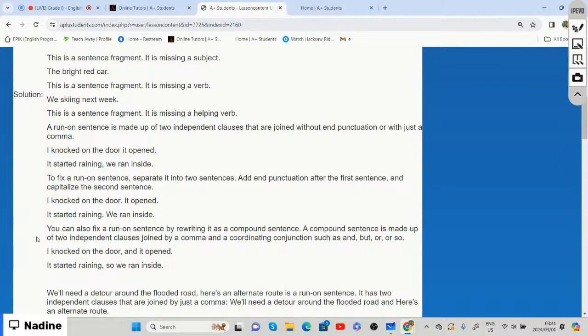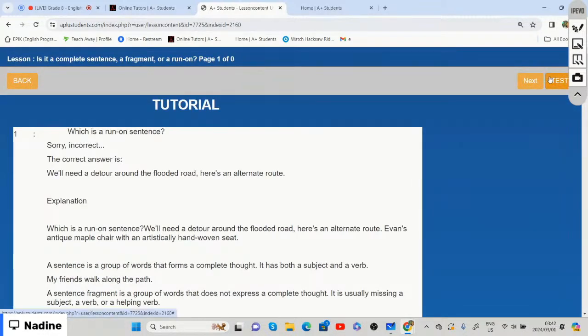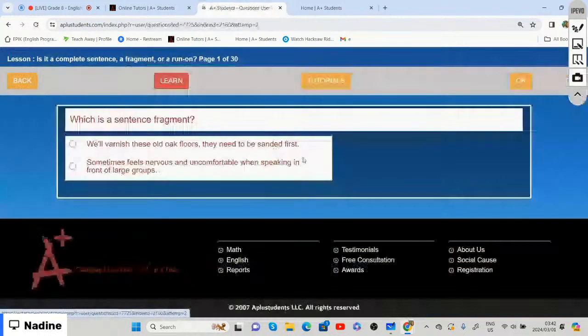All right, so now let's go to our test, because we already went over sentences, fragments, as well as run-ons. We need to say which one is a sentence fragment. A fragment doesn't express a complete thought. It's either missing a verb or a subject. It says, we'll varnish these old oak floors. They need to be sanded first, or sometimes feels nervous and uncomfortable when speaking in front of a large group.